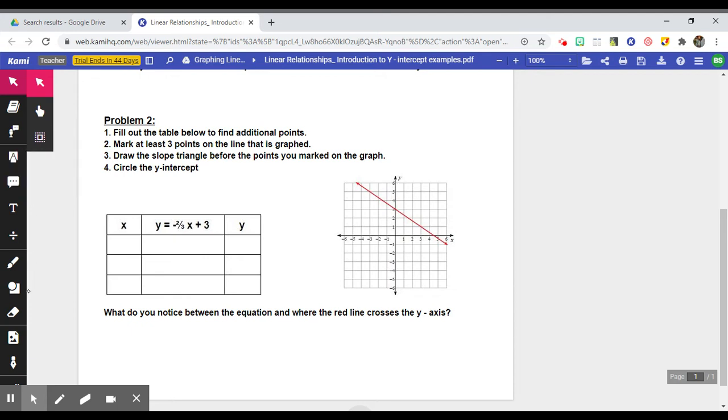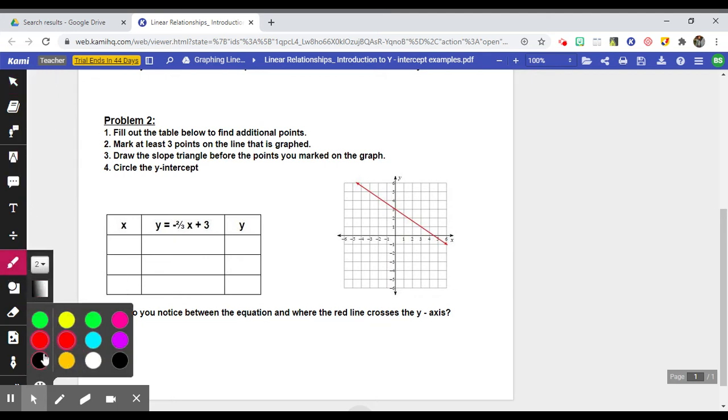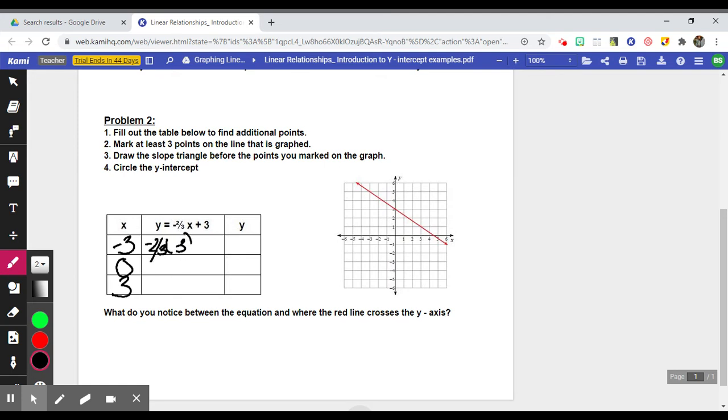Okay. So my X values that I'm going to use for this particular table, again, on your assignment, I went ahead and wrote those in for you. We are going to use -3, 0, and 3. Every single time that I see an X, I'm going to replace that with the X values there on my table.